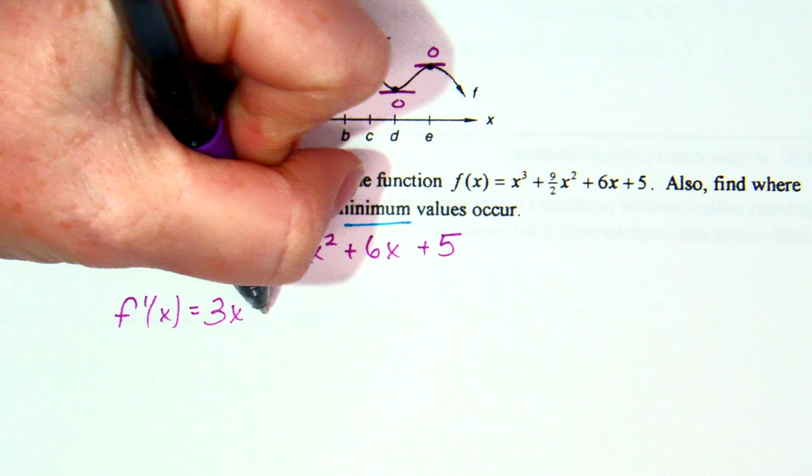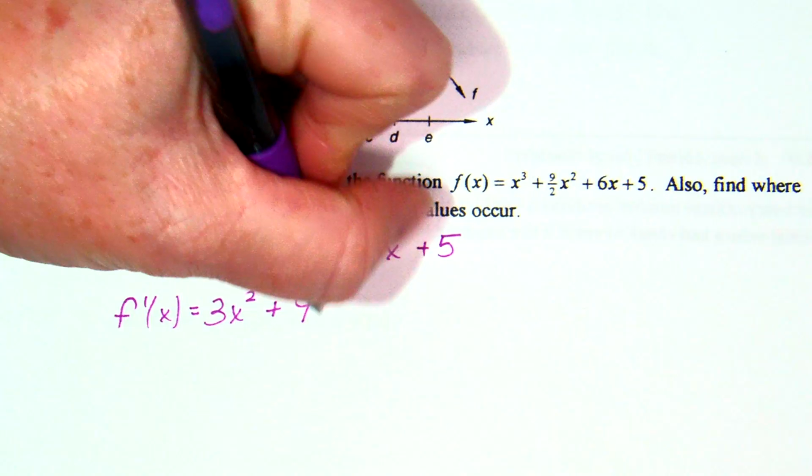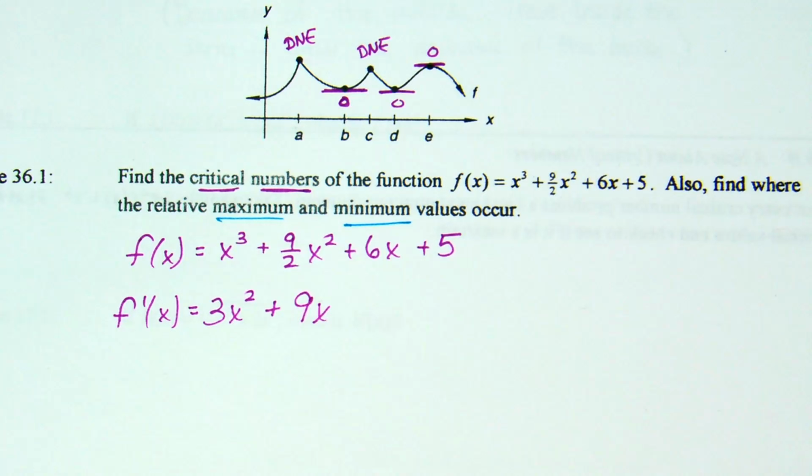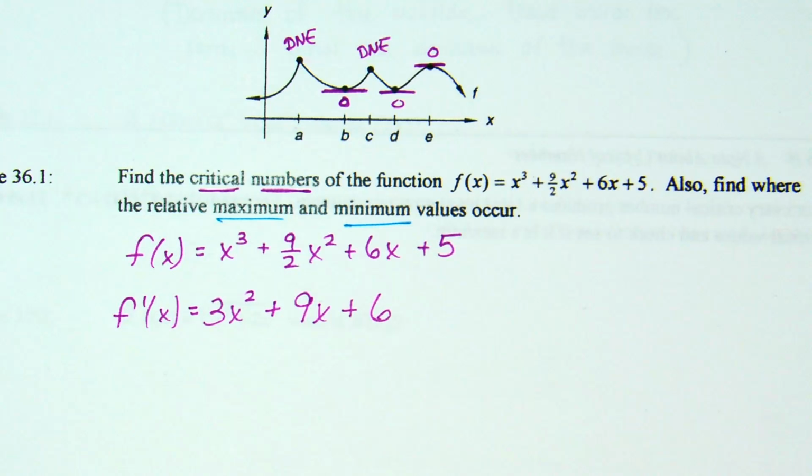3 out front, subtract 1 from the power: 3x squared. Plus, derivative of 9 halves x squared. Say what now? 9x. 2 times 9 halves is going to be 9. Keep the x, subtract 1, so now we're at x to the first. Derivative of 6x? Plus 6. Derivative of 5? Okay, 0. So now I have the derivative.